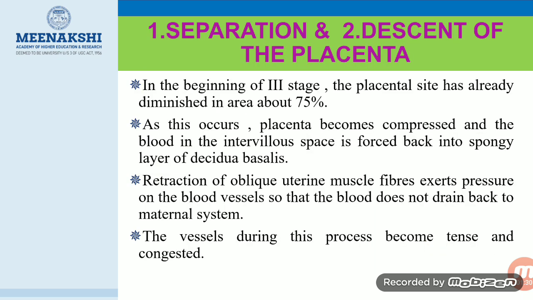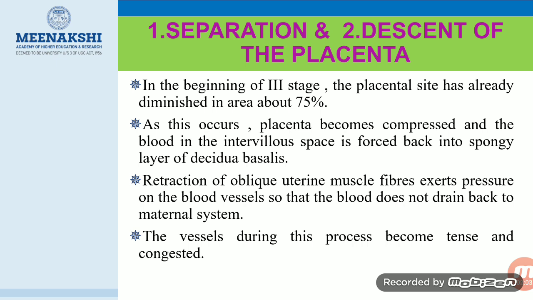Regarding separation and descent of the placenta, in the beginning of the third stage of labor, the placental site has already diminished in area by about 75%. As this occurs, the placenta becomes compressed and the blood in the endovillous space is forced back into the spongy layer of the decidua basalis. Because of the retraction of oblique uterine muscle fibers, which exert pressure on the blood vessels, the blood does not drain back into the maternal system.